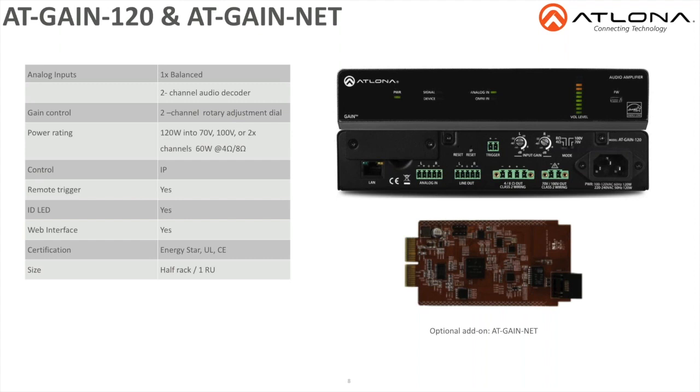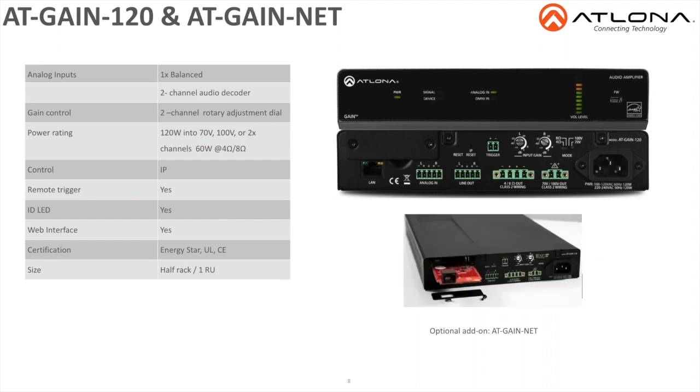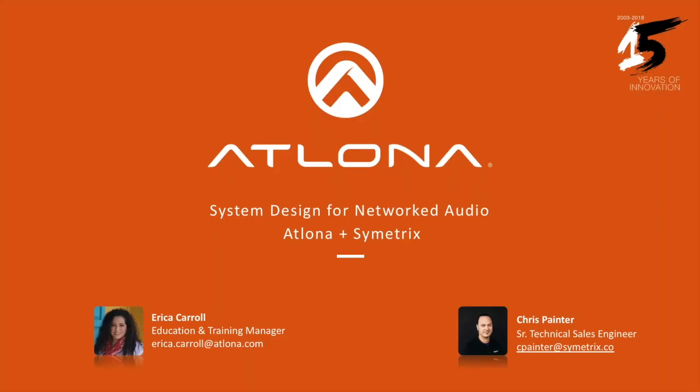And to go with the Gain 120 is the Gain Net, which is an additional add-on. This is a networked audio interface card for the Gain 120 amplifier. It features an AES67 Dante dual channel audio bridge, adding the capability to accept 2 channels over a network from Dante or AES67 equipped DSPs, as well as the Atlona OmniStream AV encoders. Now you'll see that amp being used a little bit later in the example that Chris will be building out.